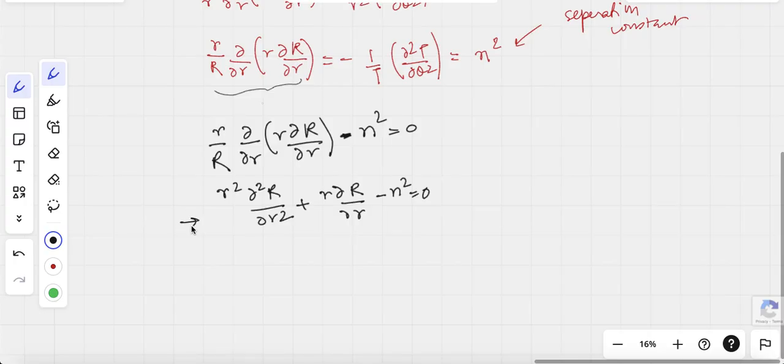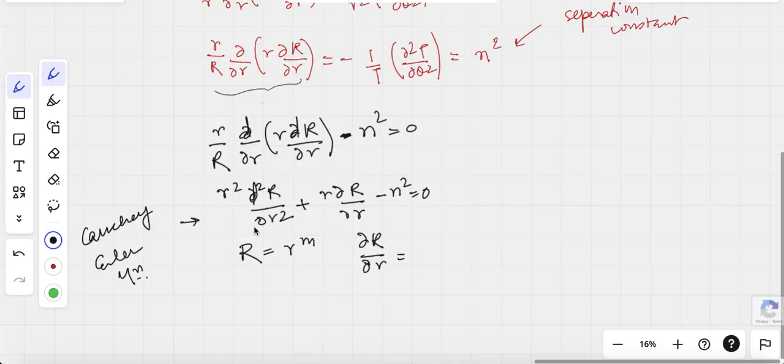This kind of equation is known as the Cauchy-Euler equation. This can be solved by considering R as r to the power of m. So dR by dr is, these are actually all ordinary differentials now. m r to the power of m minus 1, d square R by dr square is m minus 1 r to the power of m minus 2.